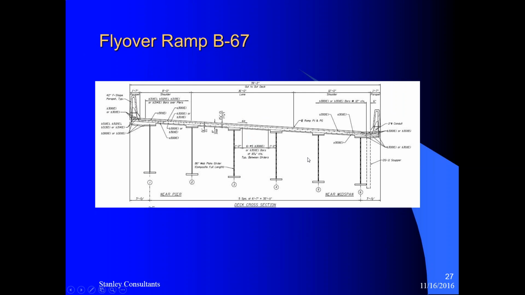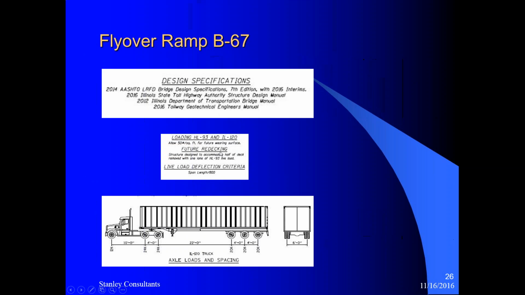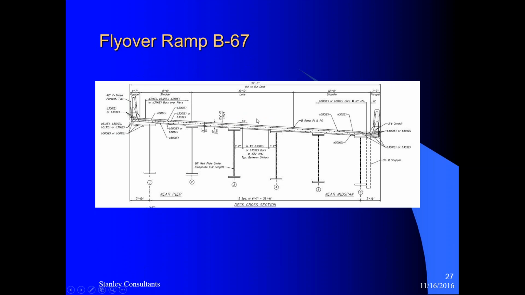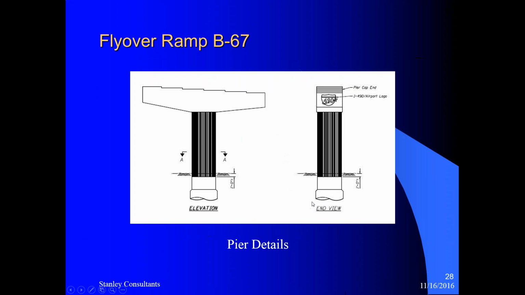And this is the cross section. Six girders are required because one of the requirements here is the future redecking. So the agency wants to do the deck replacement, removing one half of the deck. For the remaining half to be stable, they want to have a minimum of 3 girders, so that adds up to 6 girders. And the piers here are single column piers supported on single caissons.